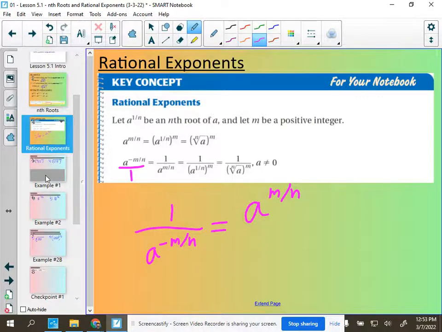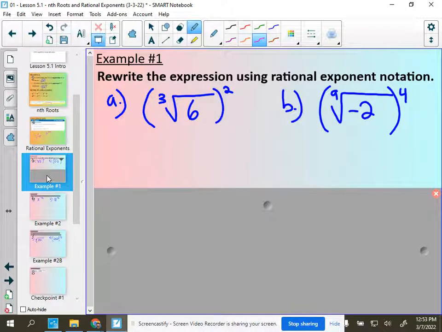So here we go. Pause, get it set up. Rewrite the expression using rational exponent notation. So basically, going from a radical, the cube root of 6 to the second power, turn that into something that has a rational exponent. It's really just the nuts and bolts here of what goes where.